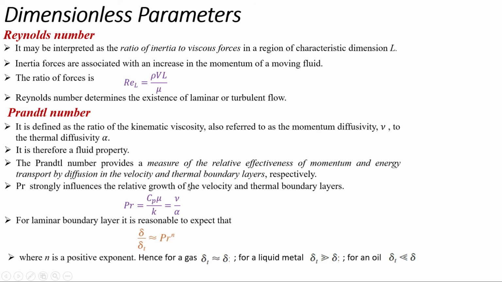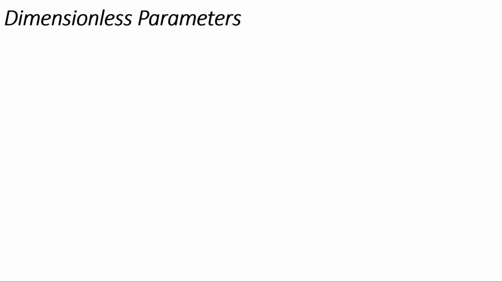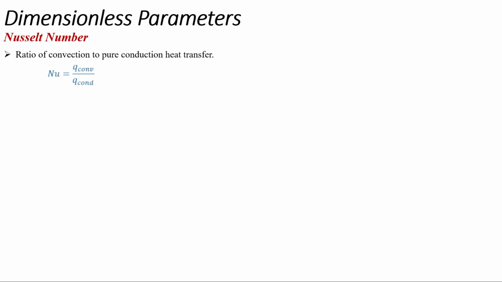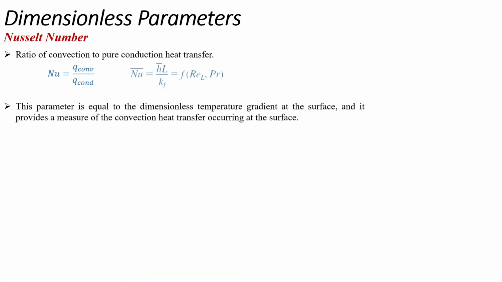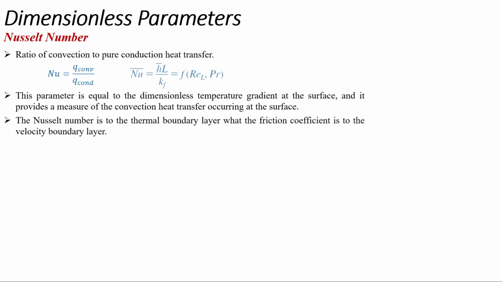Now we are moving towards one of the most important dimensionless parameters, which is the Nusselt number. Nusselt number is simply the ratio of convection to the pure conduction, and it is simply Q convection over Q conduction. It means the heat transfer due to convection divided by heat transfer due to conduction, and this ratio is equal to HL over K. It is a function of Reynolds number and Prandtl number.